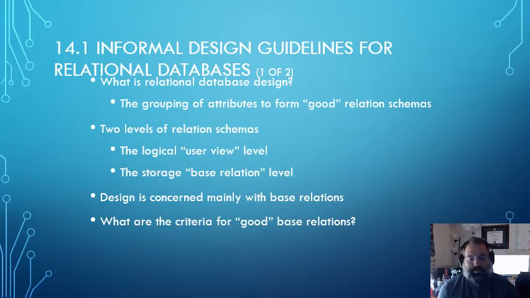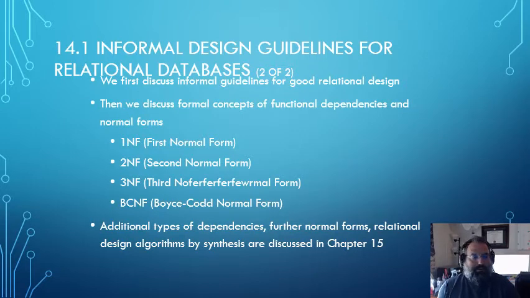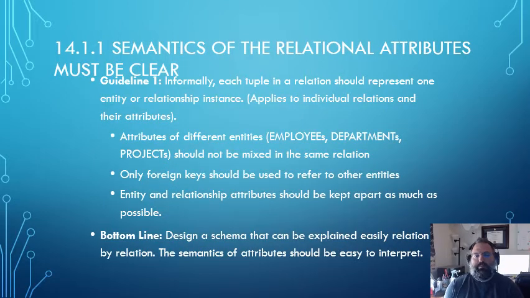What are the criteria for good base relations? Well, we first discuss informal guidelines for good relational database design, then we'll discuss formal concepts of functional dependencies and normal forms, and then additional types of dependencies, further normal forms, and relational design algorithms by synthesis are discussed in chapter 15. The semantics of the relational attributes must be clear.